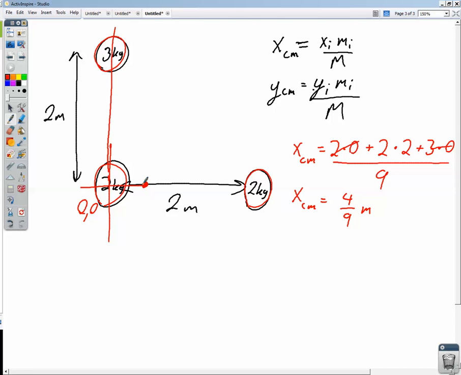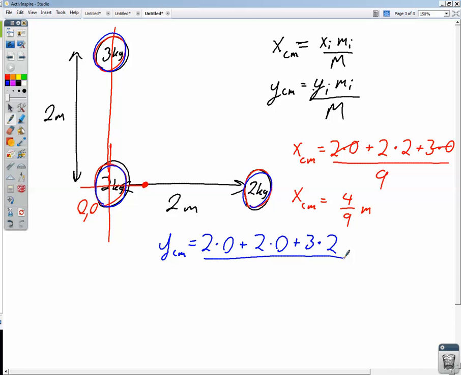So the y-coordinate of the center of mass is equal to, let's start with this guy here, it's 2 times 0. Then we'll go over here to this guy. He's also on y equals 0, so he's 2 times 0. And we've got this guy up here now. He is going to be 3 times 2, because he's 2 units away, at y equals 2, sorry.